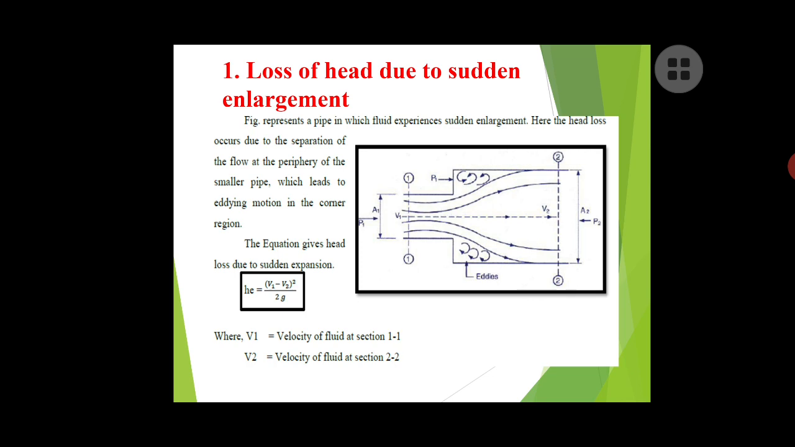So basically, these represent the sudden enlargement. Here the head loss occurs due to flow separation at the periphery of the smaller pipe, which leads to eddy motion in the corner. The equation gives the head loss due to expansion. So write down.